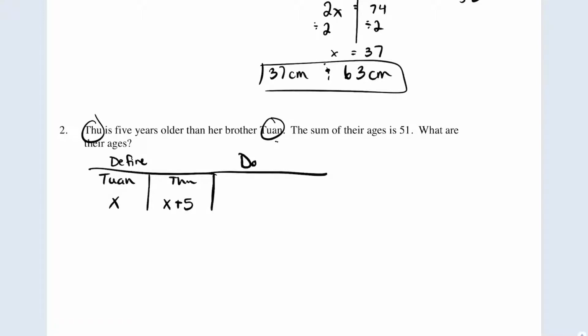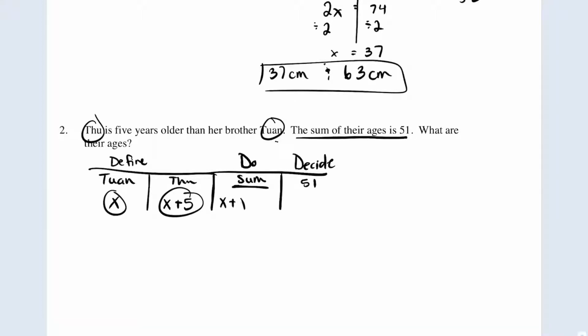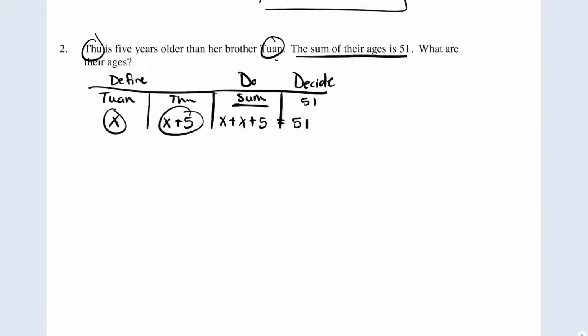Okay, so after define comes the do section. So what are we going to do with these two things? Well, it says the sum of their ages is 51, so it looks like we're looking for the sum. The last thing is we're going to decide, well, what is the sum going to be? Well, that's going to be 51. So let's go ahead and write underneath the sum. Let's add my two expressions there, x plus 5, and it should equal 51.